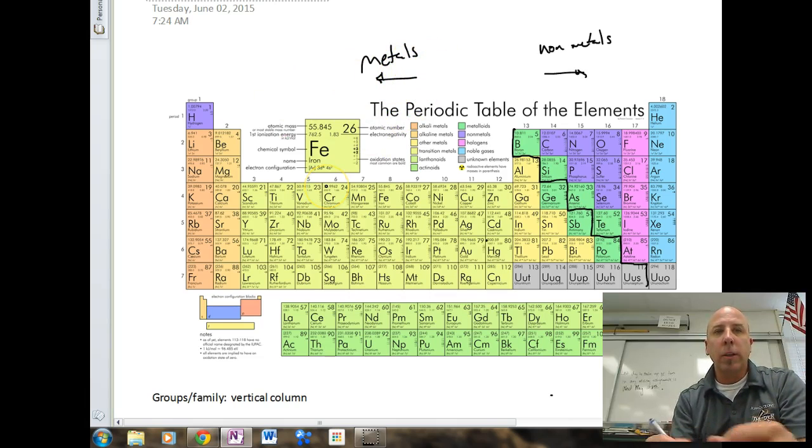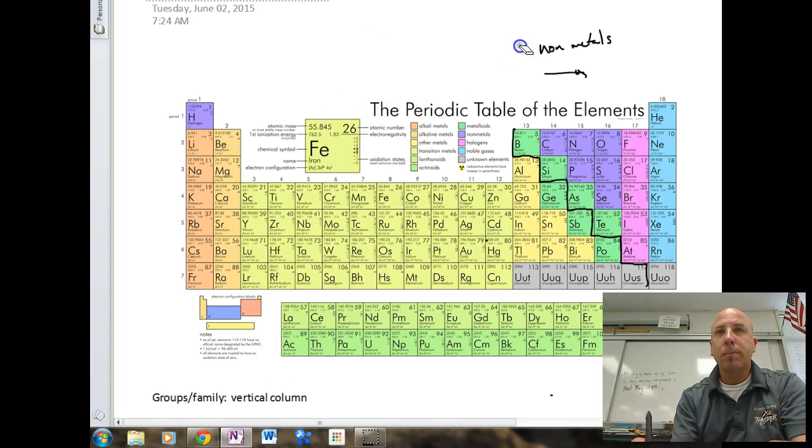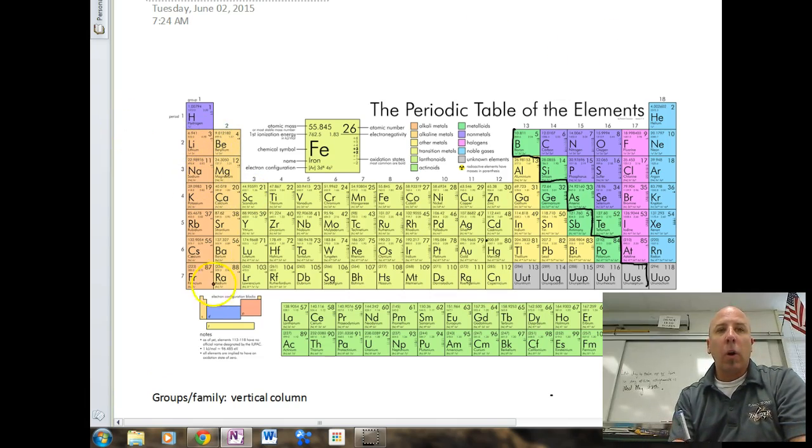And the metals are included in our inner transition metals down here, these guys. So we're going to include those in our metals as well. So that's our big designation. Okay, then we're going to start taking a look at our columns, or we call them groups.